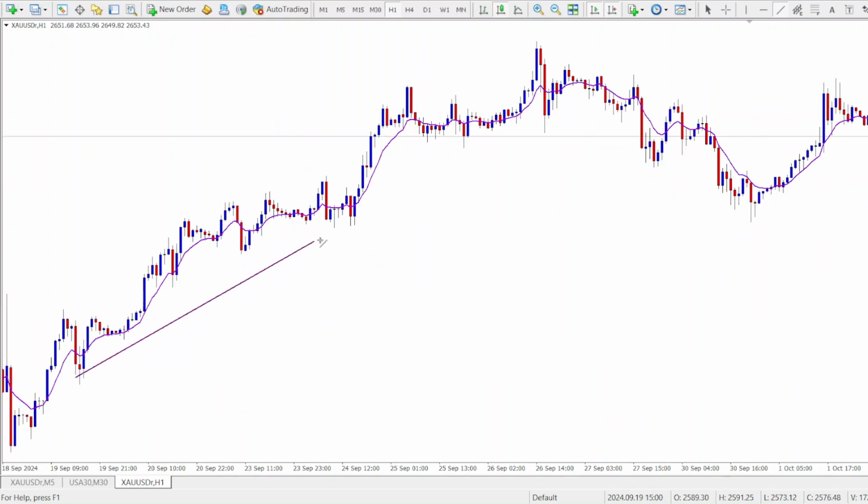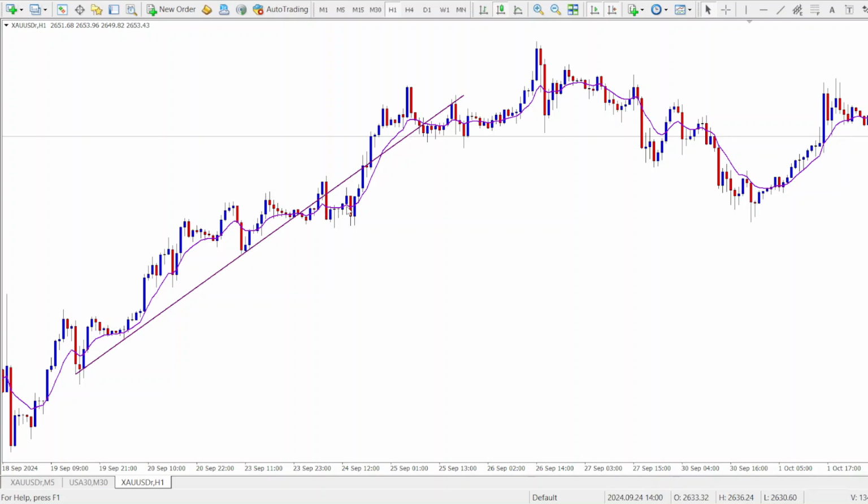For example, let us just set a trend line here. Remember that the trend line works after 2 points. You use 2 points to gauge the direction, right? So we have 1, 2, and then we draw the trend line.